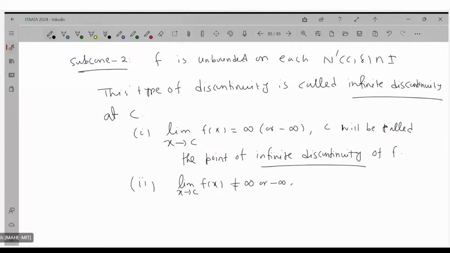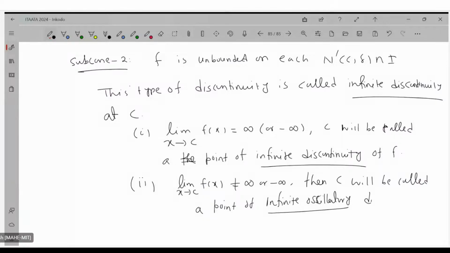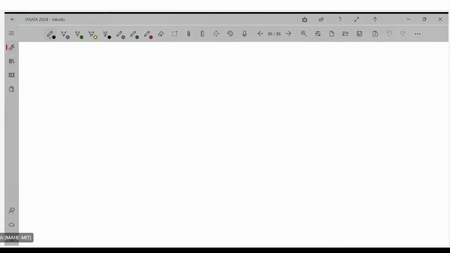So c will be called a point of infinite oscillatory discontinuity of f. I will give you examples, but first of all, let me give you the whole picture.